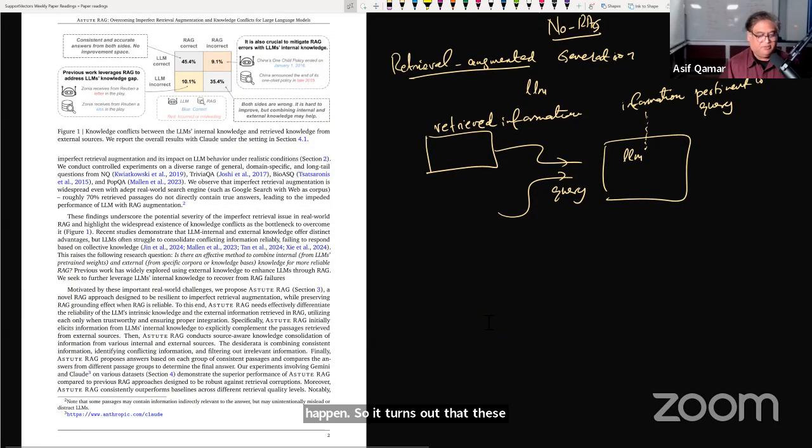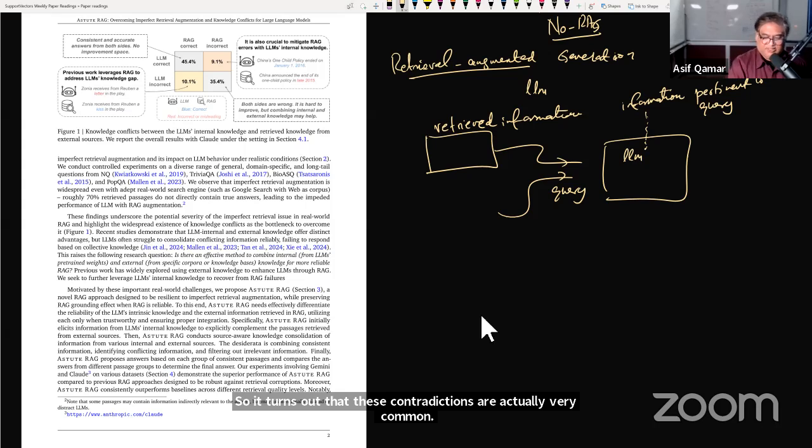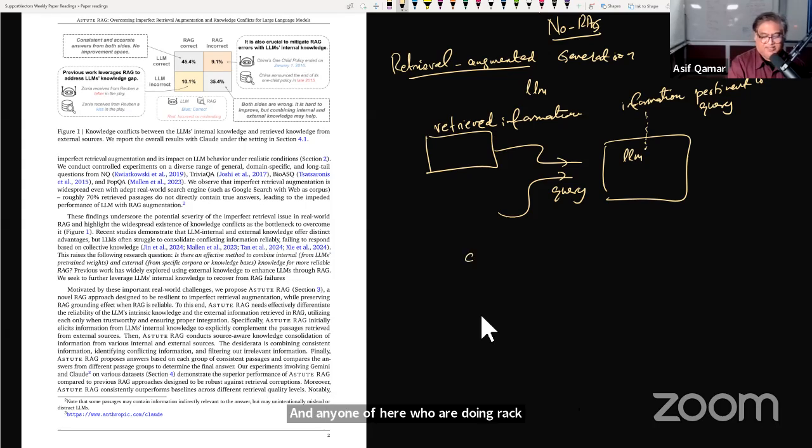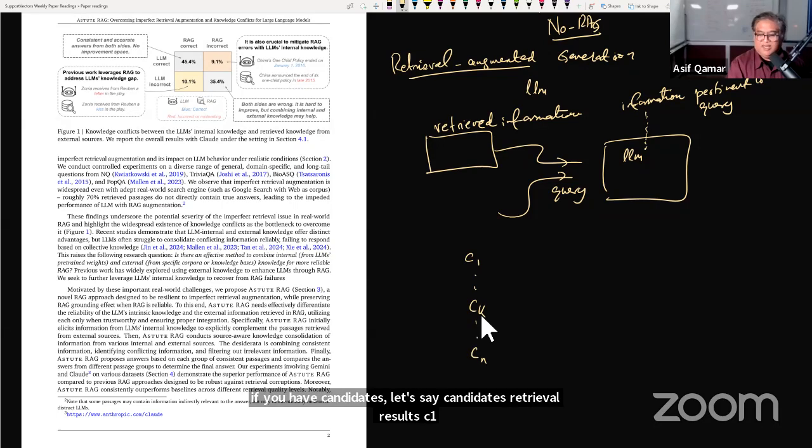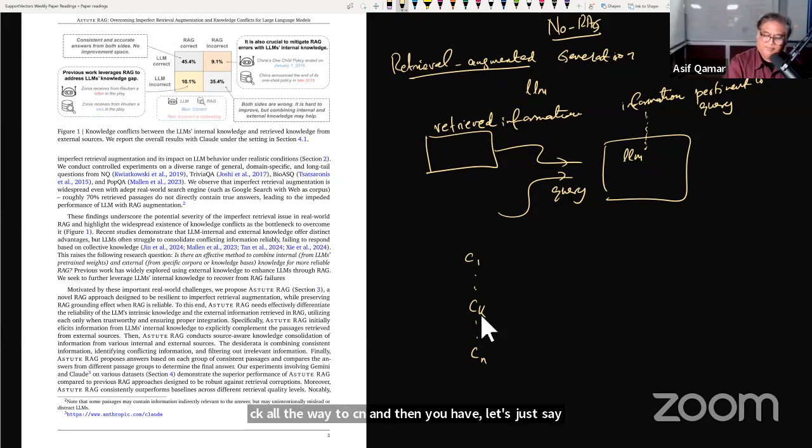And for anyone of you who is doing RAG systems, it is very frustrating actually, because if you have candidate retrieval results C1, CK, all the way to CN, and then let's just say that the LLM could generate not just one answer, but let me call it L1 to L10, 10 possible ways it could generate the answer. Why 10 answers? Because you can keep asking the LLM the same question over and over again, and it might come up with 10 different variants. Hopefully, most of them saying the same thing, but you never know.